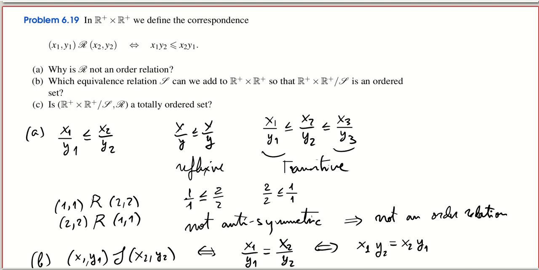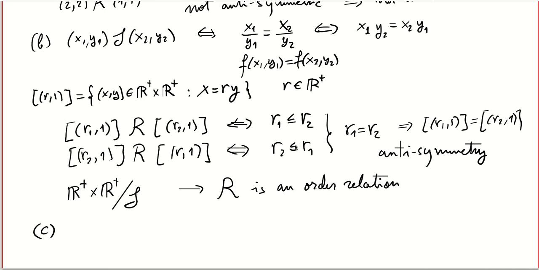But this is trivial. It's a totally ordered set because the order relation is given by this, right? It's the order relation of these first elements. And for real numbers, this is a total order. So we have a total order. Given two numbers, so given two classes, say (r1, 1) and (r2, 1), these are two classes of the quotient set. Either one is smaller than or equal to the other.